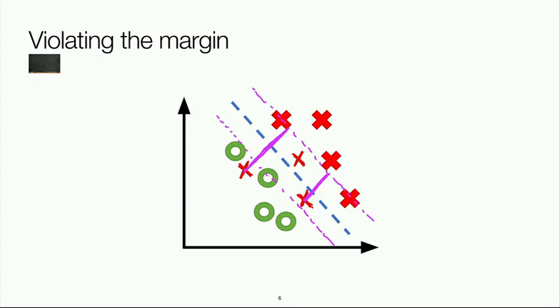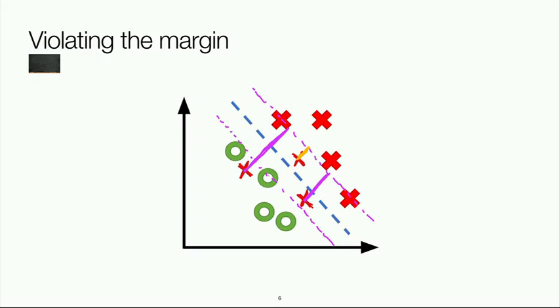So here, we're also going to have some slack. And there's a little bit of a difference between these two cases: the cases where a data point violates the margin but is still on the correct side of the decision boundary, versus data points that are completely on the wrong side of the decision boundary to begin with.